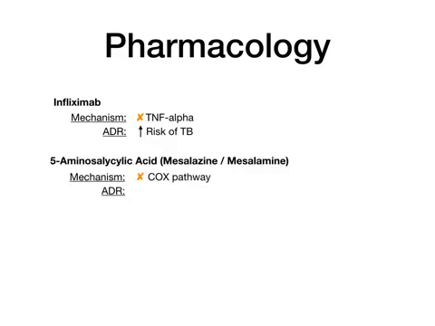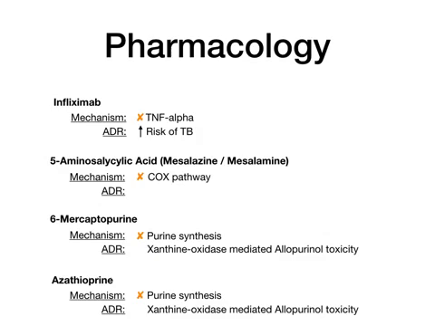5-aminosalicylic acid, aka mesalamine, aka mesalazine. This is a COX pathway inhibitor, so you're decreasing inflammatory mediators that mediate the inflammation going on in the GI system. No adverse drug reaction that you need to know associated with 5-ASA. The last two agents are very similar, so I group them together here, 6-mercaptopurine and azathioprine. So both of these are purine synthesis inhibitors.